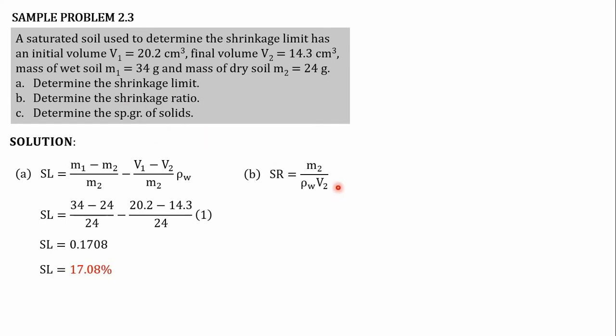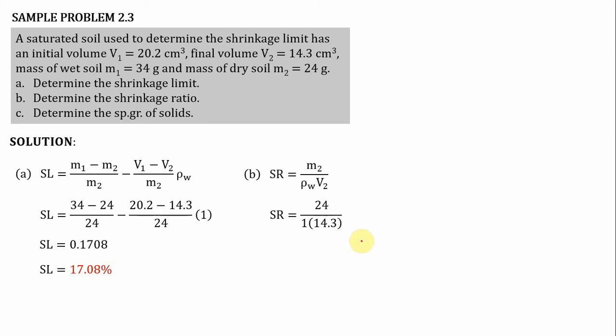Alam natin ang shrinkage ratio is equal to M2 divided by the density of water times V2. M2 stands for the mass of dry soil. V2 stands for the volume of dry soil. So V2 meron tayo, M2 meron tayo. So, we can directly solve SR. SR is equal to 24 divided by 1 gram per cc times 14.3 cubic centimeter.